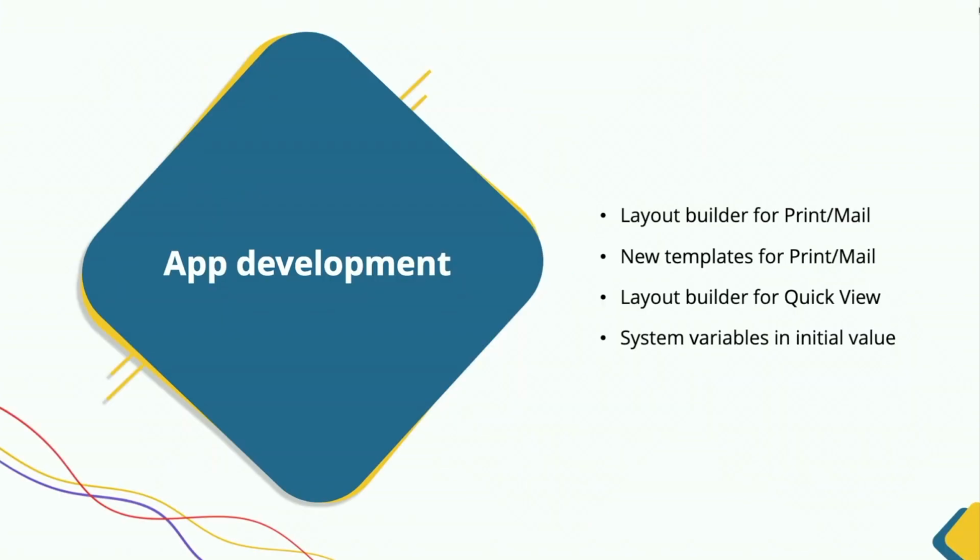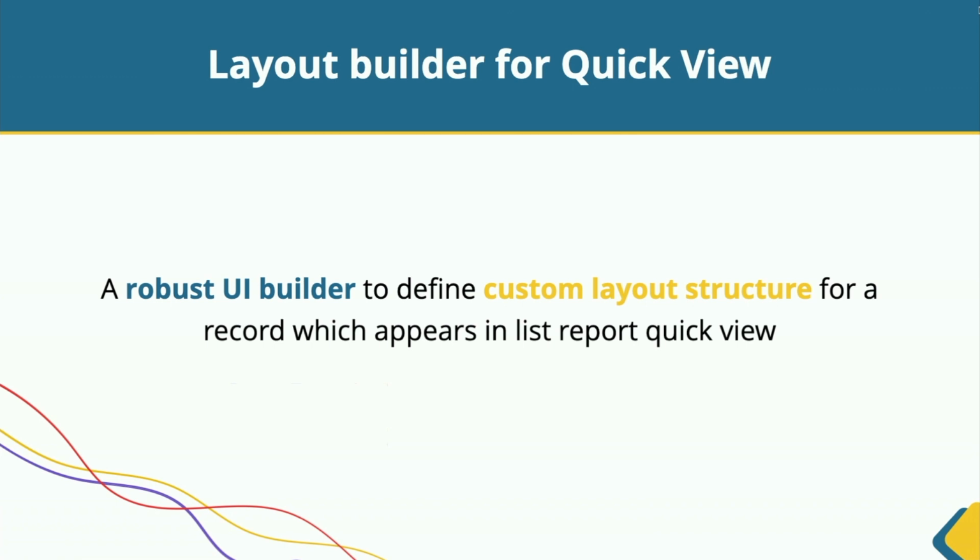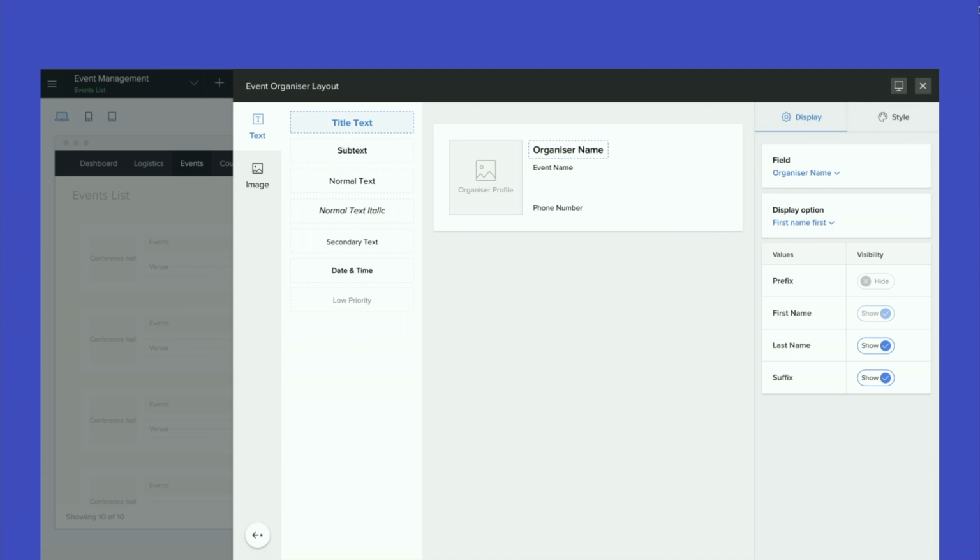So we have added a layout builder for print. For example, we have a layout builder for quick view. If you see any quick view in your report, today you have to choose a template and you don't have flexibility to change the quick view in a report. Now we are introducing a layout builder for the quick view.